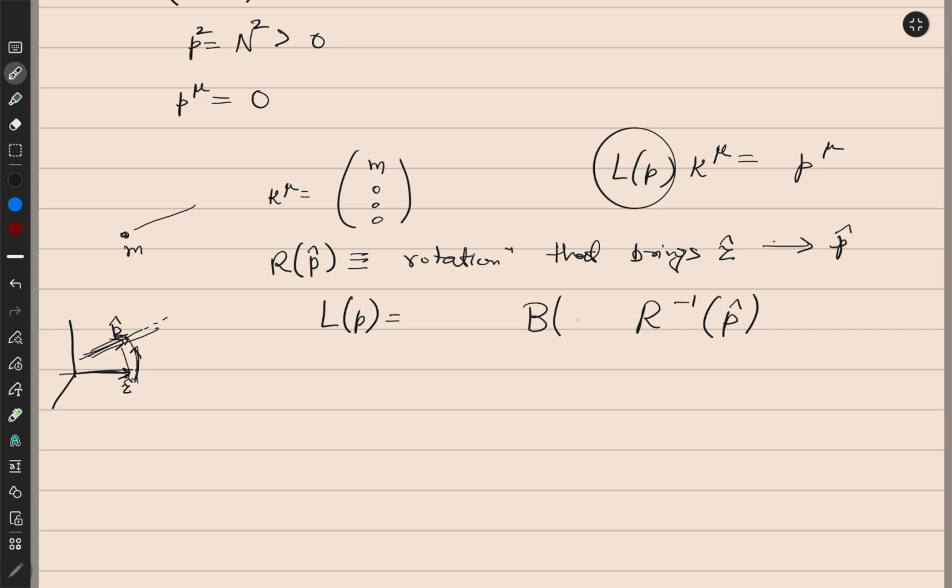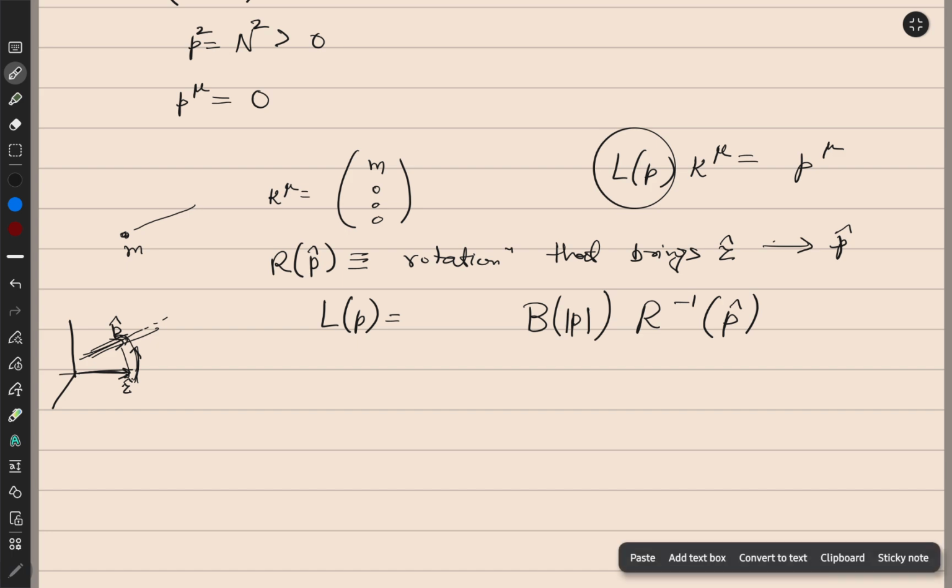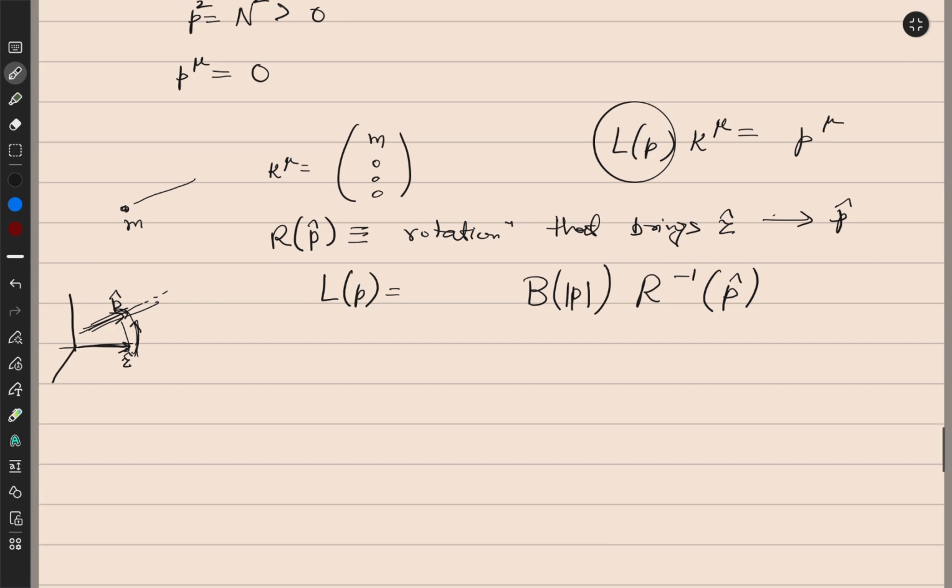So it depends on what? It depends on the magnitude of your vector P, because if you want to boost to a frame which is moving faster, you will need a different boost, of course. So yeah, it's a function of this P, in particular the magnitude of it. And then we rotate back to a tilted coordinate system by applying R of P.